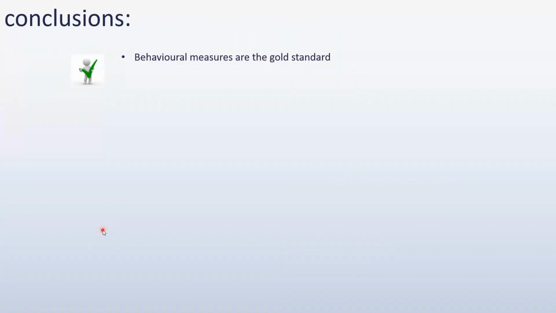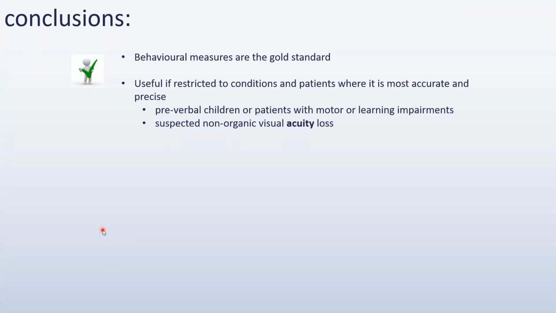Okay, just going to wrap up this part of the presentation with some conclusions and some warnings. The most important is that behavioural measures of acuity are the gold standard, and VEP thresholds are not a one-to-one substitute for behavioural acuities. For that reason, VEP acuities should be reserved for only those conditions and those patients where it's most accurate and precise.